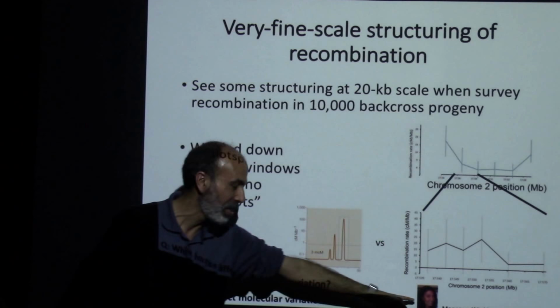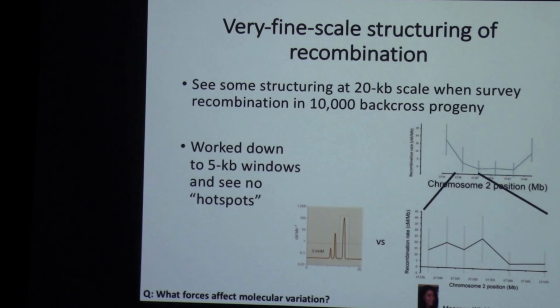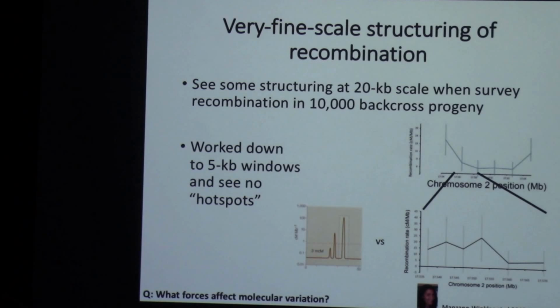In doing that, so this is like that random picture from humans just showing what the data might look like. This is it in pseudoobscura. Yeah, no, there's not hotspots. There's not that same extremely fine scale structuring where it's nearly zero in some areas and fairly high in others. But there is still structuring, but it's not as punctate as it is in mammals.